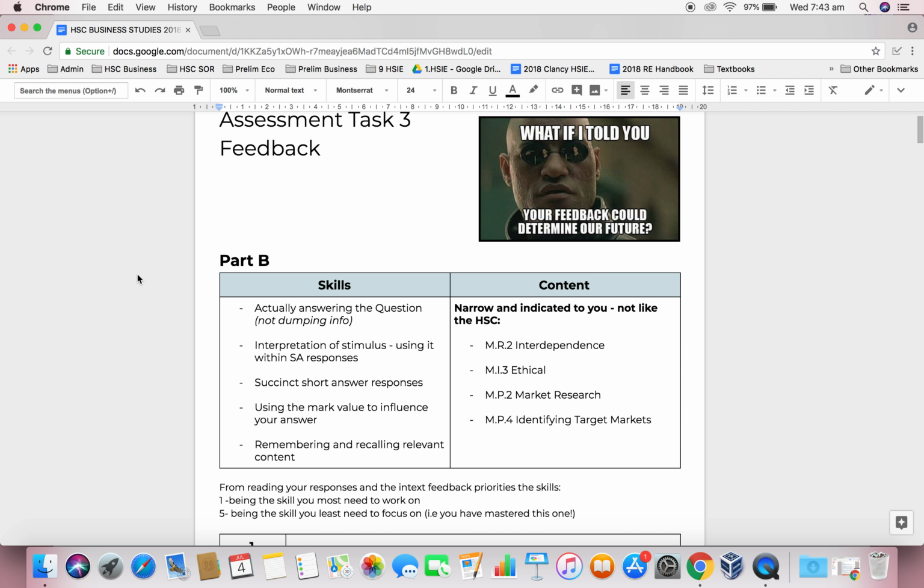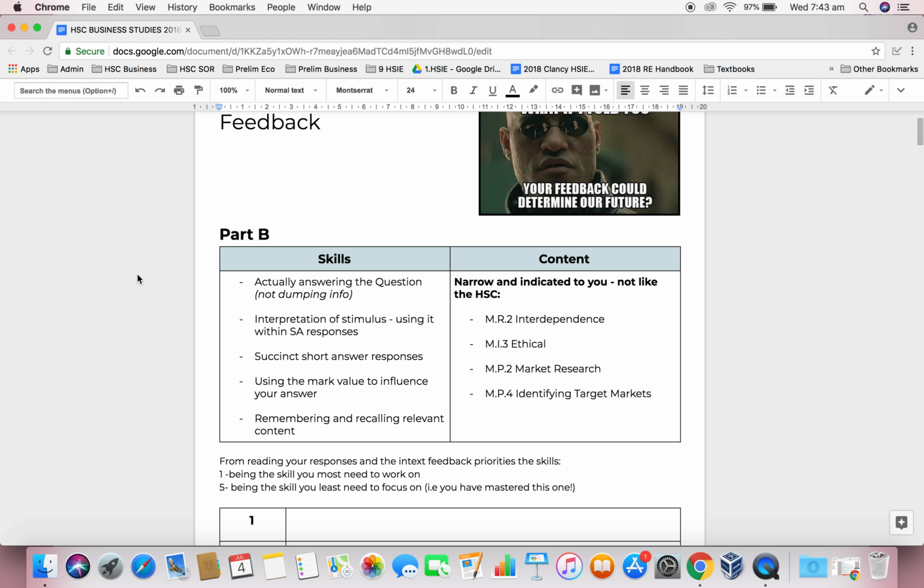So what I wanted to do was to start off this feedback by getting you to think about the content, which was very clearly indicated to you on the notification, MR2, MI3, MP2, MP4. This is not like the HSC at all. In the HSC, we have no idea what the questions are going to be, no idea what the content areas are going to be. So although this content could be asked in the HSC, obviously, we're not going to know that before we go in, that it's definitely going to be asked.